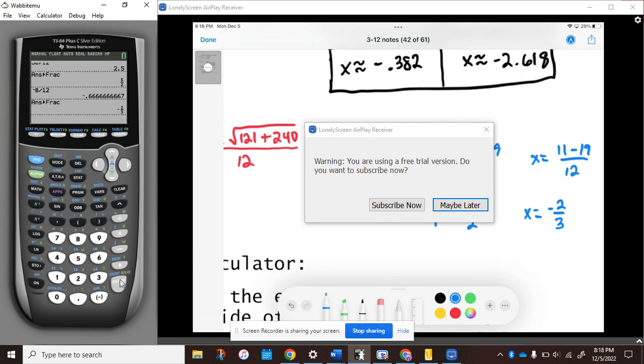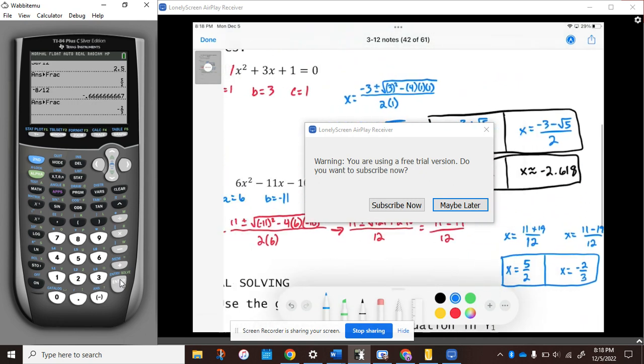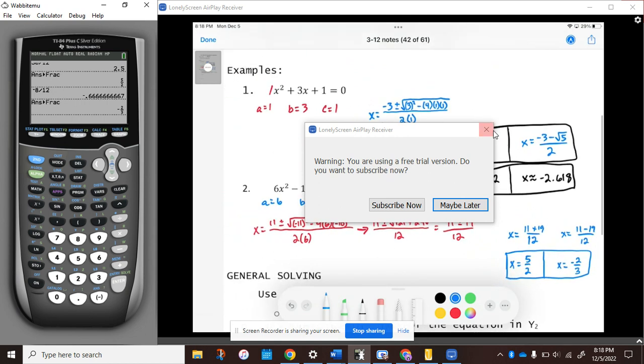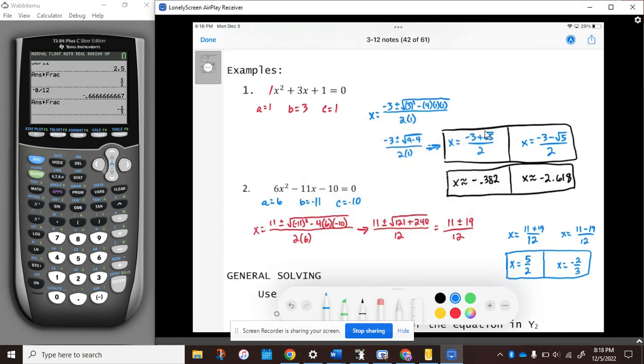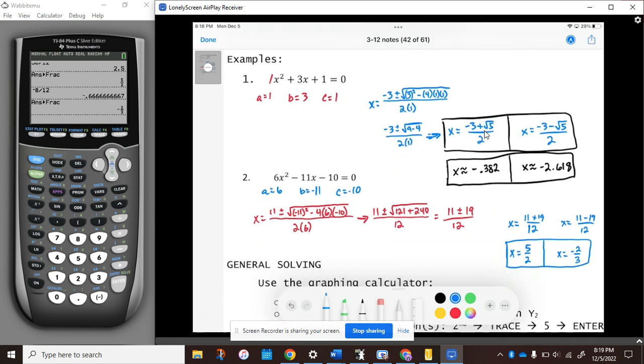All right, so that's our two solutions in fraction form. If you wanted to leave those in decimal form, that'd be fine with me too. Okay, so that's just your quick refresh on the quadratic formula. We're going to talk a little bit more about the quadratic formula in tomorrow's lesson. But as for right now, that's really about all you need right there.